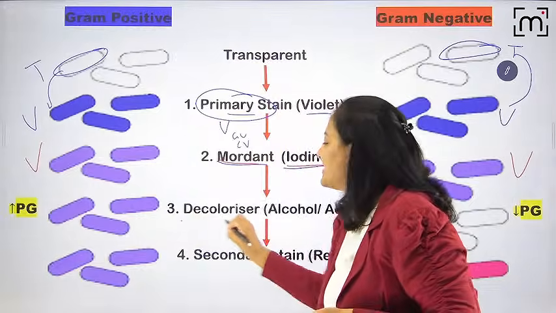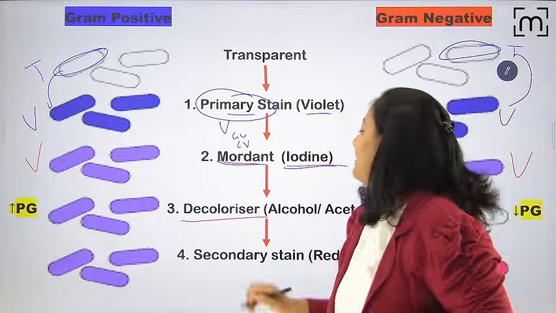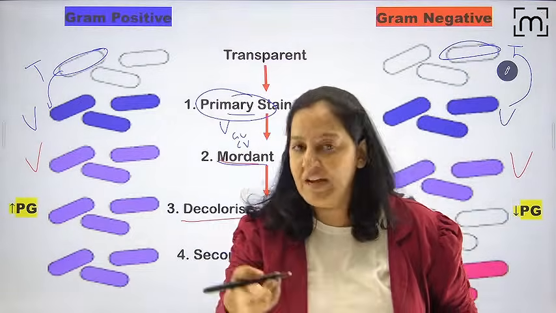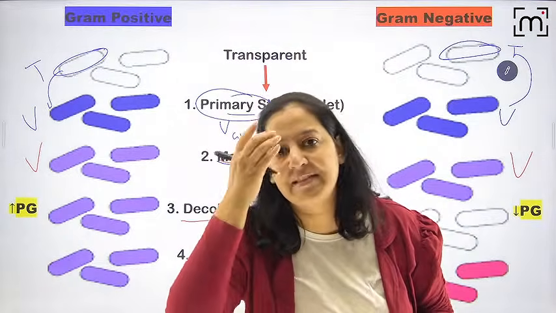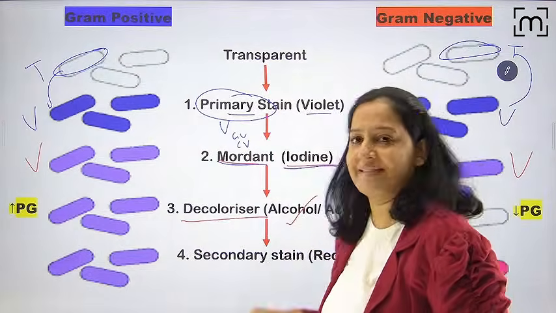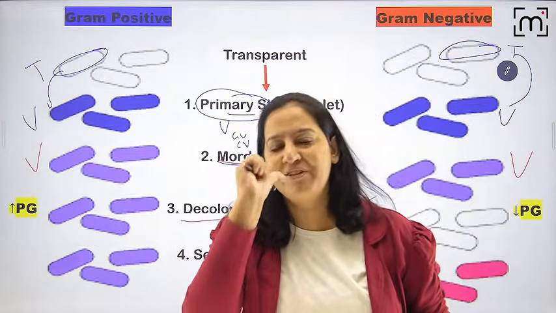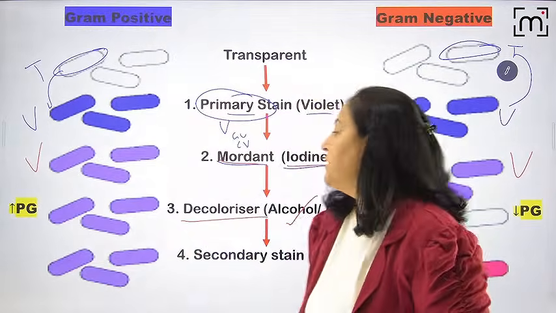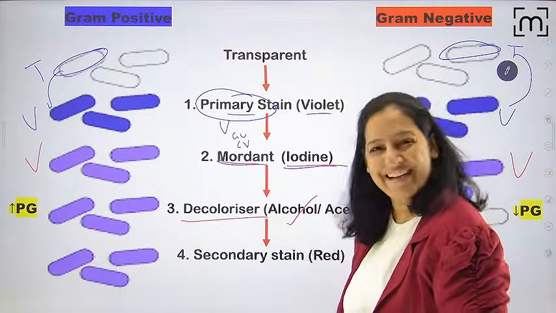So step number 3, use decolorizer. What is a decolorizer? Decolorizer is alcohol or acetone, but not acid. We will use acid as decolorizer in the next stain, that is ZN stain. Here we will not use acid. Here we are using alcohol or acetone. Which alcohol? The alcohol which people use as a beverage, the ethanol, C2H5OH. It is also a question. So ethanol is used here as a decolorizer.